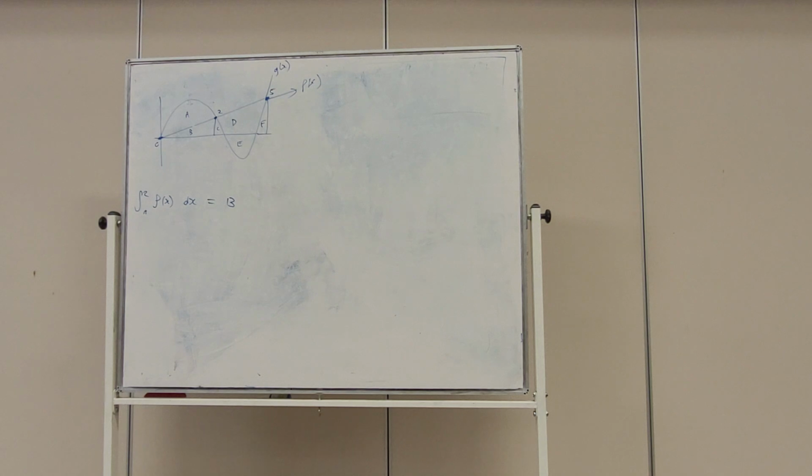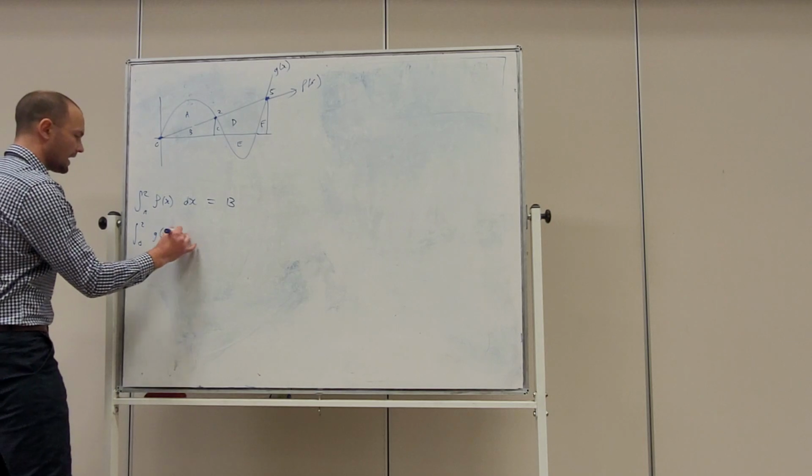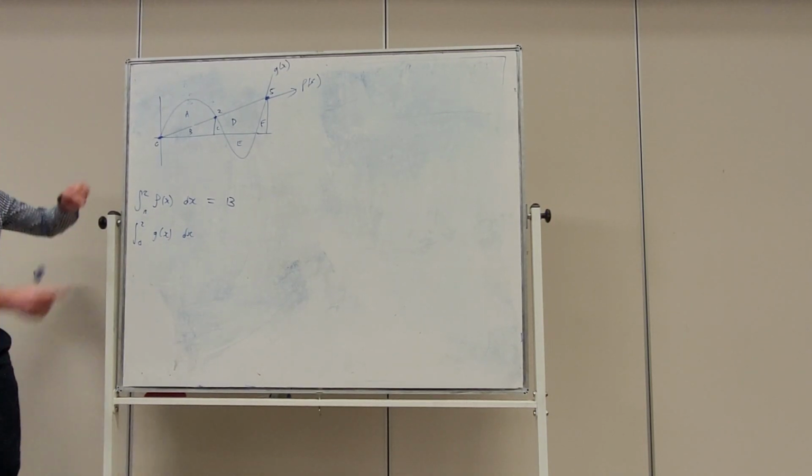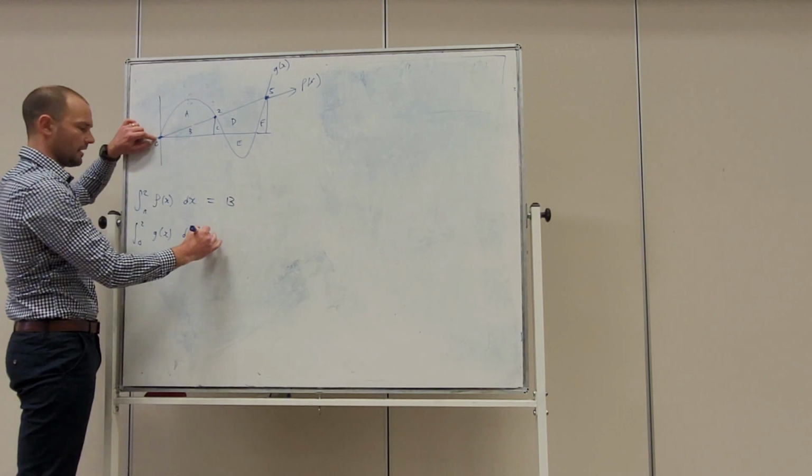Okay. How about from 0 to 2 of g of x? Okay, this is the area under the polynomial function. From 0 to 2, it's going to be the area of A plus the area of B.